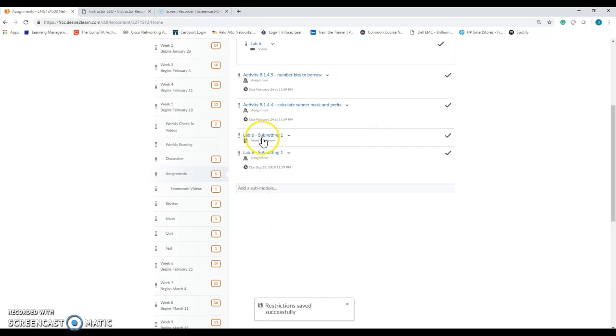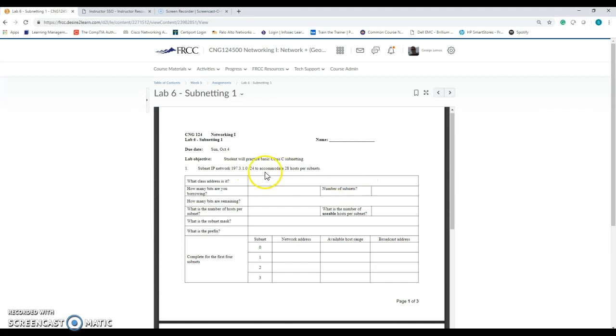When you look at the homework, and I'll open up the Word document, this is what I'm giving you here in this top row. I give you 197.310/24, so that's what I'm giving you. It is your job to then modify this to accommodate 28 hosts per subnet.